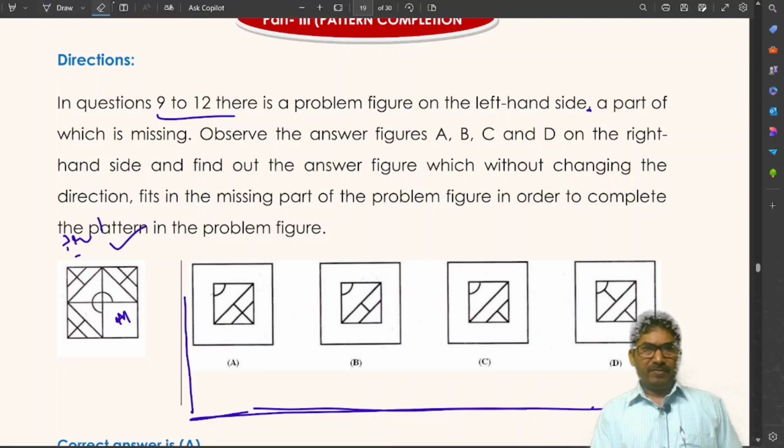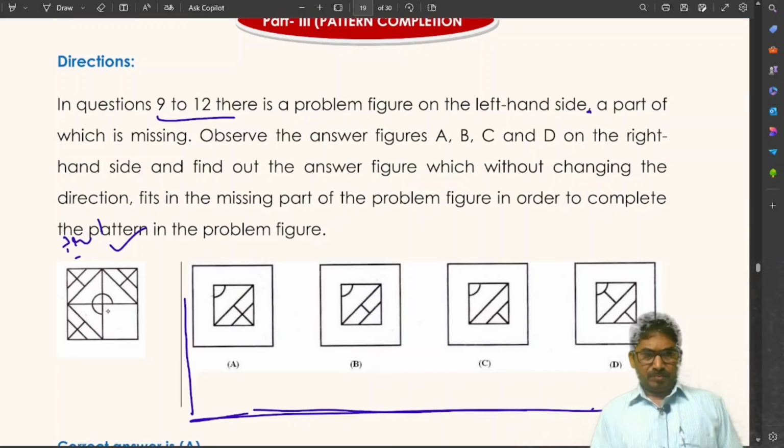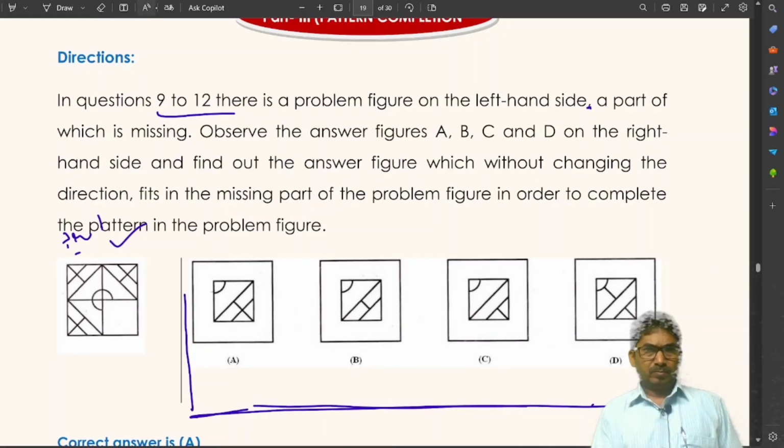So how to identify, let us see once. So here we have this line, just a minute. So here we have a line here.